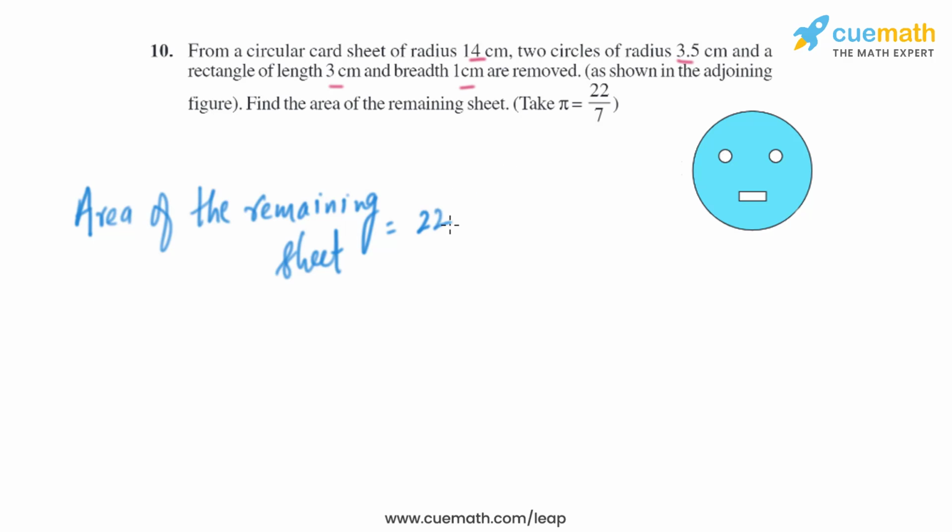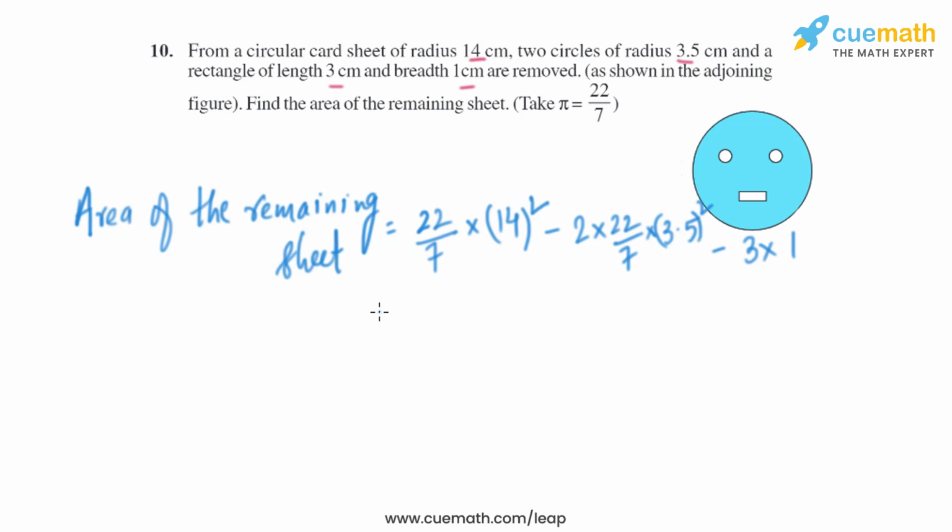So pi is given, that is 22/7, multiplied by the radius of the card sheet, 14 cm, that is 14 square, and we need to subtract 2 times, as there are two circles, 22/7 into 3.5 square. And we also need to subtract the area of the rectangle, that is 3 into 1.